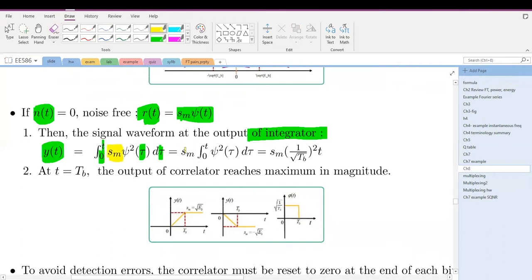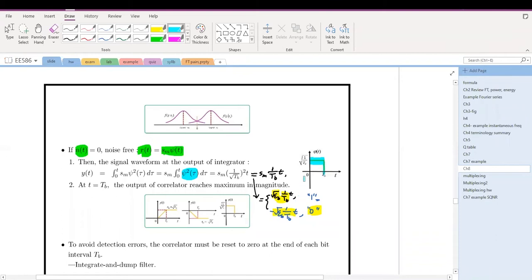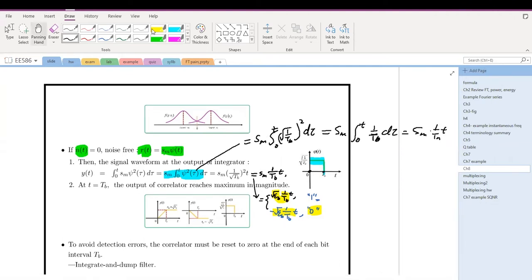Sm is a scalar. We take it out. The basis function has this format, it is rectangular. This integral equals Sm integrated from 0 to t. This t, small t, is between 0 and Tb. And the value of the basis function squared will be square root of 1 over Tb squared, d tau. This equals Sm, 0 to t, 1 over Tb, d tau, and this is what I obtained here.